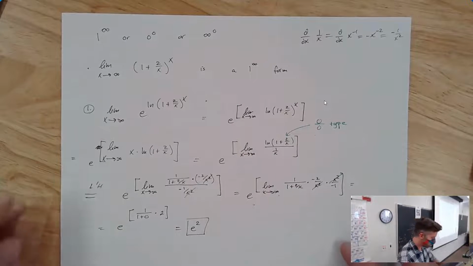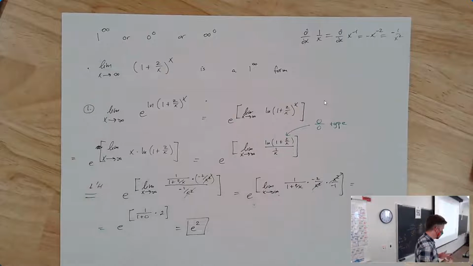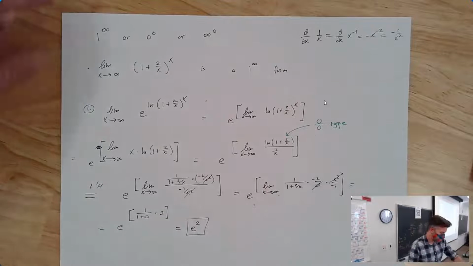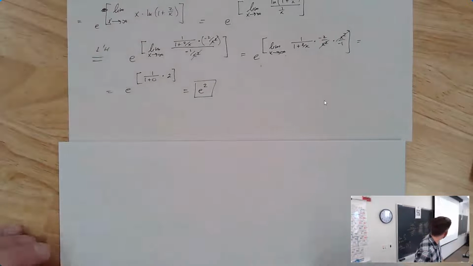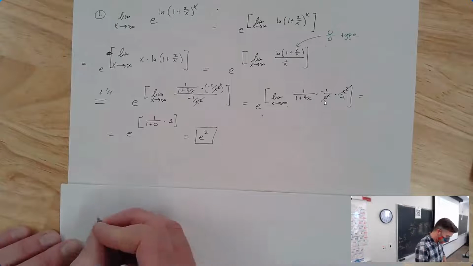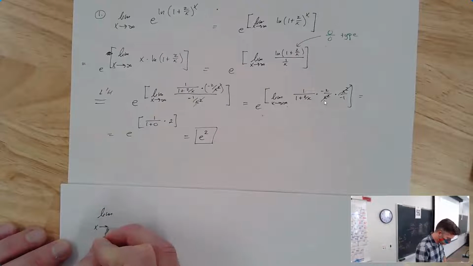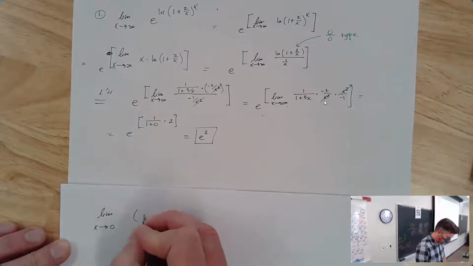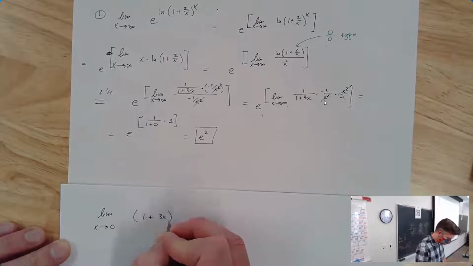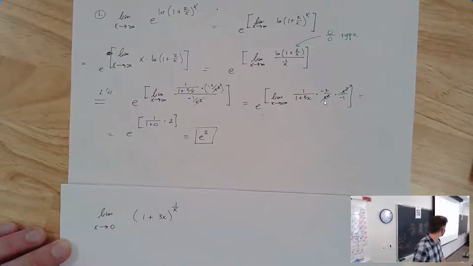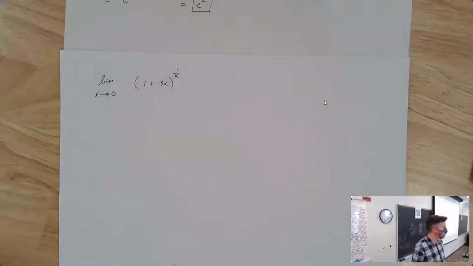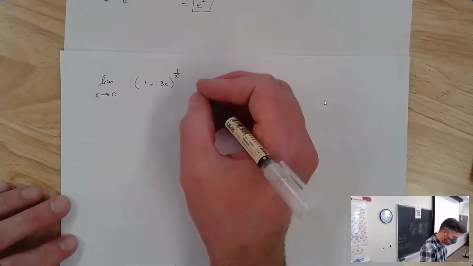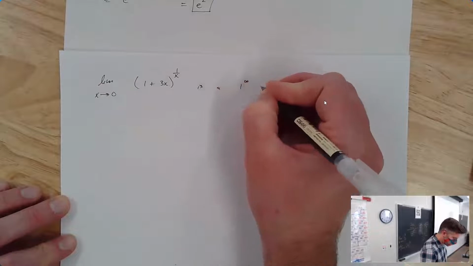Another way of writing this, actually, let's do another problem. So let me show you a slightly different way of writing this all out so you can see it differently. Should we do that one? Let's do that one. Let's look at the limit as x approaches 0 of 1 plus 3x to the 1 over x power. This one still has the same format, although it looks a little different, but it's still a 1 to the infinity type.